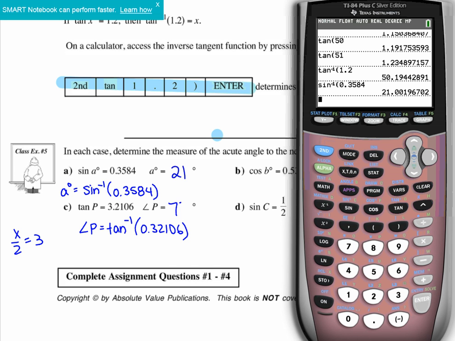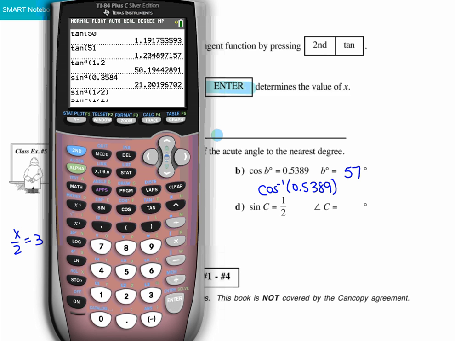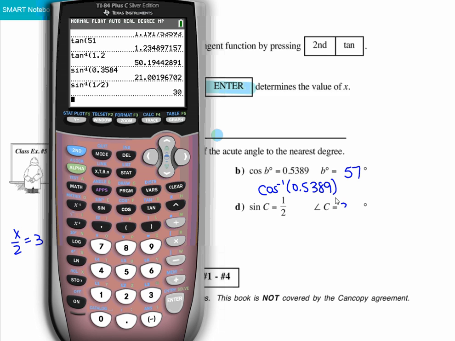73, good. Okay, did you do these ones yet? Move my calculator. There you go. So this would be inverse cos 0.5389. What did that equal? 57 degrees to the nearest degree. And a fraction, you can still type in a fraction. So second sine, 1 divided by 2 gives you 30 degrees. Okay? Here's your angle.